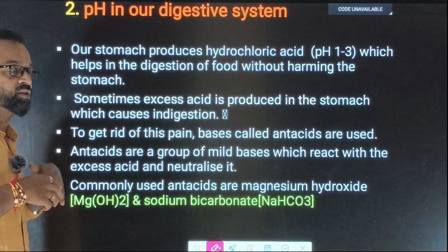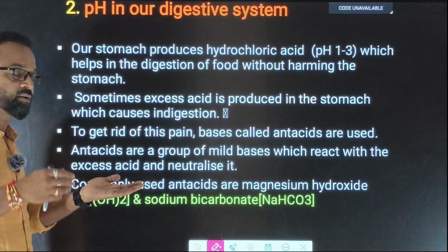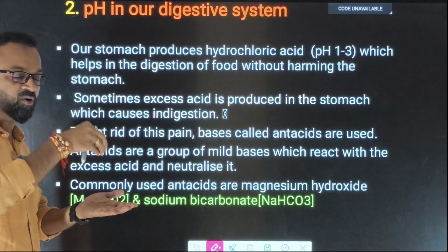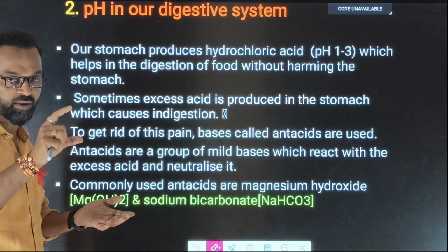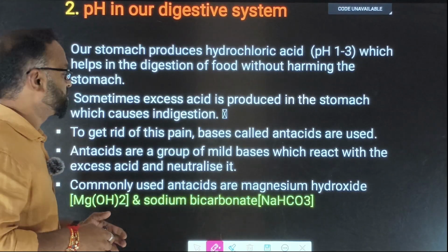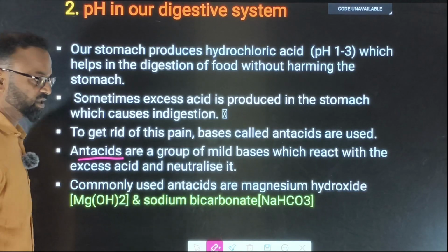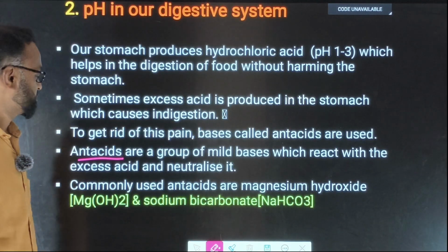When we drink it, then what will happen? Acid plus base gives neutral. Or you take milk of magnesia, what we take, no? Milk of magnesia and all. So those are called what? Antacids. What do they call them? Antacids.